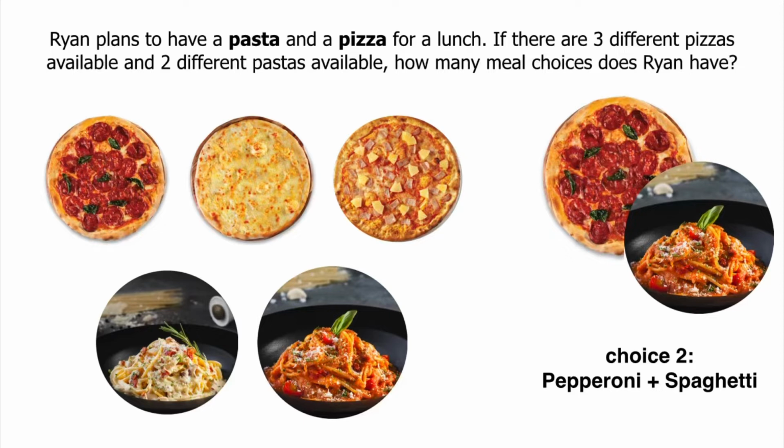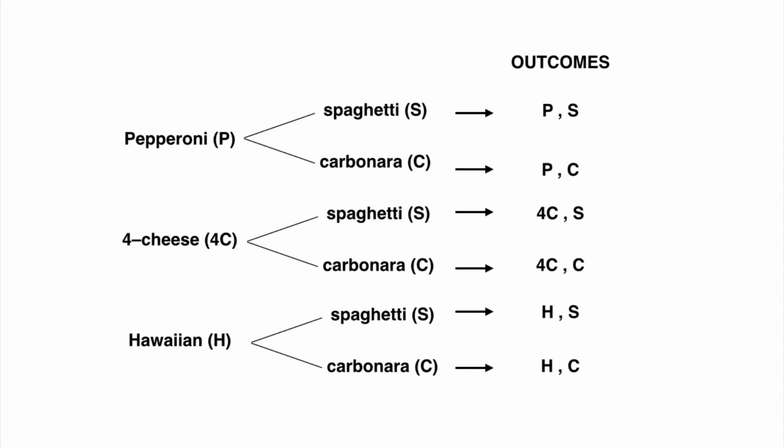Now, try to list down all the meal choices that Ryan has. Were you able to list down all the meal choices? How many choices do you have? That's correct. There's a total of 6 meal choices. We can make use of this tree diagram for the meal choices.